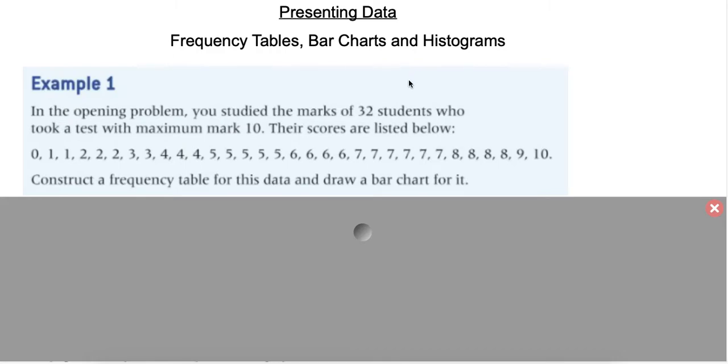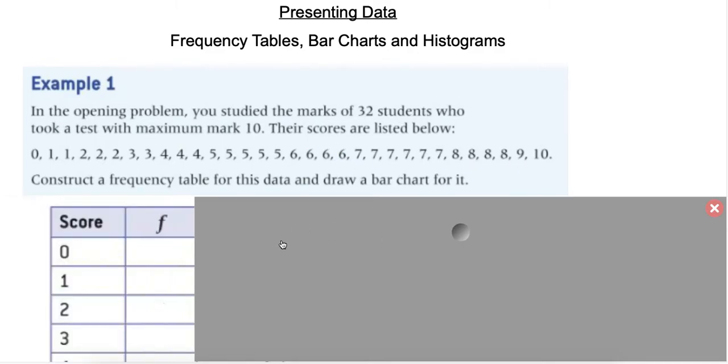In many ways, it's actually easier at IB than IGCSE, and also to introduce one concept which might be quite new to you, which is the concept of skew. Okay, so here we've got an example. In the opening problem, you studied the marks of 32 students who took a test with a maximum mark of 10. Well, actually, you didn't, but I'm sure you can imagine that you did. And their scores are listed below.